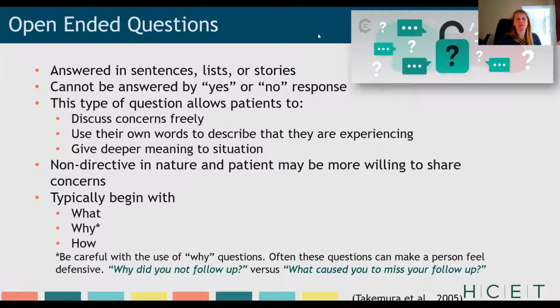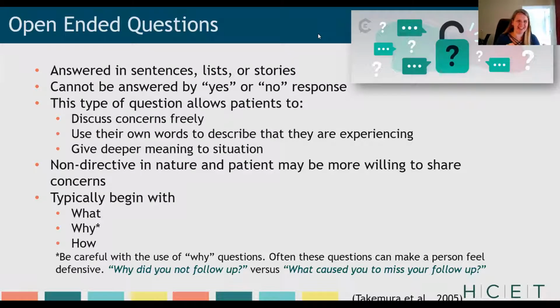An open-ended question is really non-directive. The patient can answer it however they see fit or whatever they're comfortable with. And with an open-ended question, somebody might be more willing to share what's going on. Typically, these questions begin with what, why, or how. And I have that asterisk next to the why.